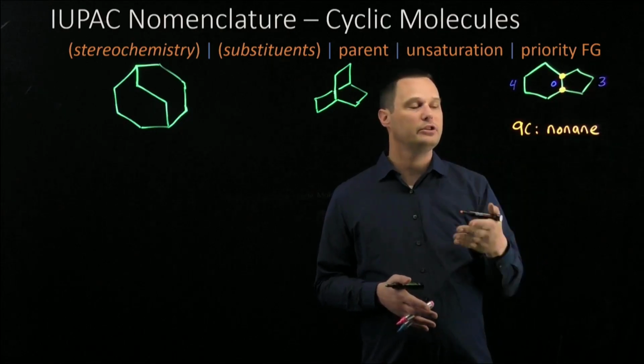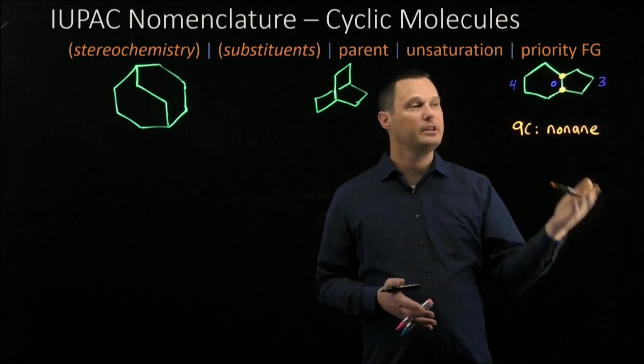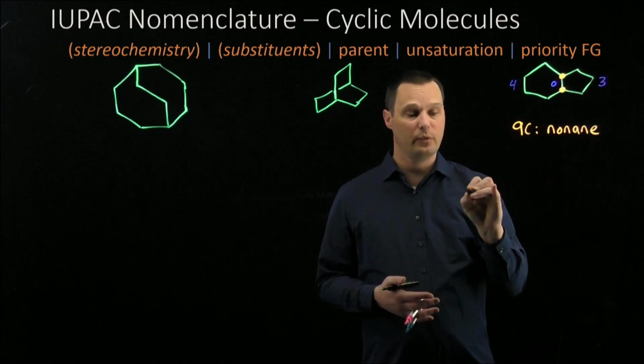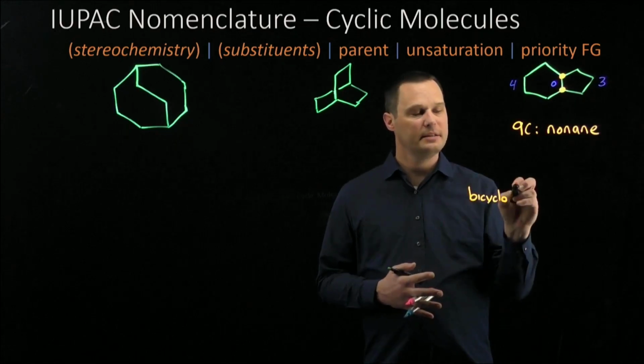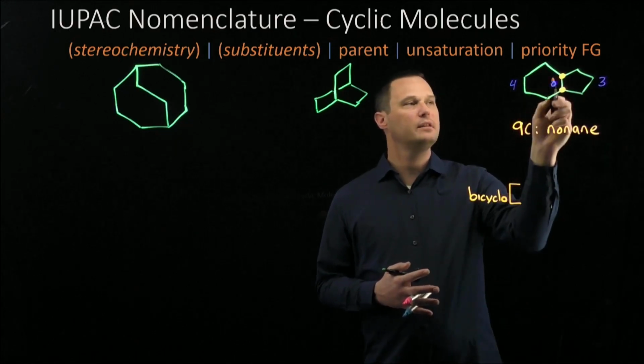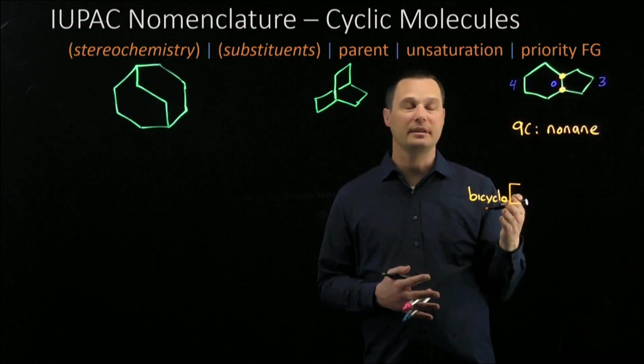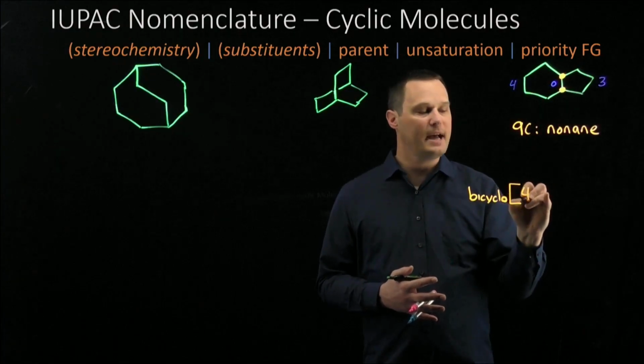Now we have enough information to build our name. The way we build the name for these bridged bicyclic molecules is we start with the word bicyclo, and then in a set of square brackets, we list the number of carbons in each of these paths in descending numeric order with dots in between.